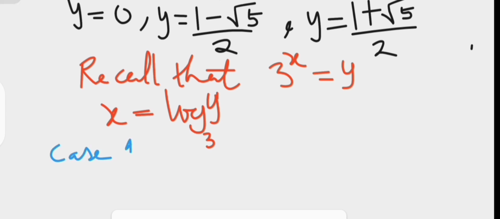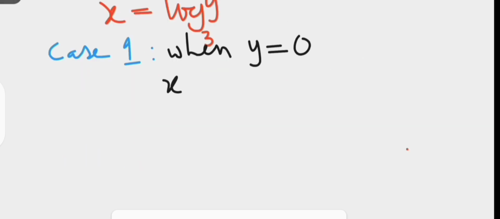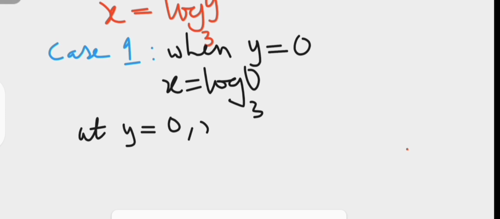So the first case is when y is 0. When y is 0, we have x to be the log of 0 to base 3, which does not exist. So that means at y equals 0, x has no solution.